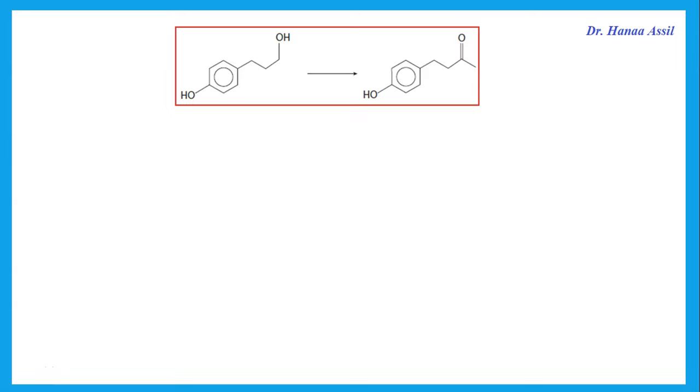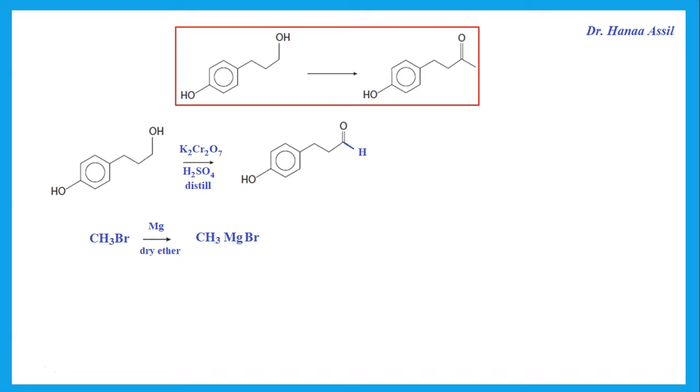So what should we do? We're starting with that compound. You can see that we need to add one extra carbon. The product has one extra carbon in that chain. So in order to add an extra carbon, we oxidize, and here we can distill the product so that what we get is an aldehyde. So we are oxidizing using potassium dichromate and concentrated sulfuric acid and distill. It changes that primary alcohol to aldehyde, and then we prepare the Grignard.